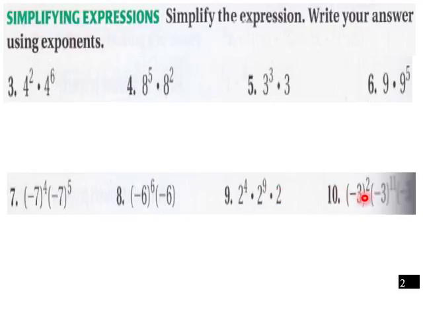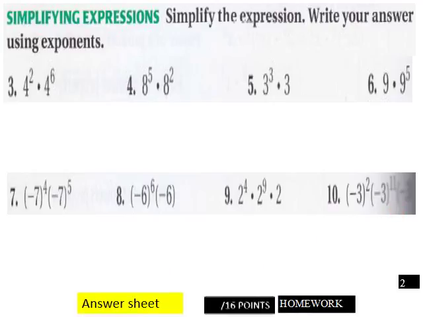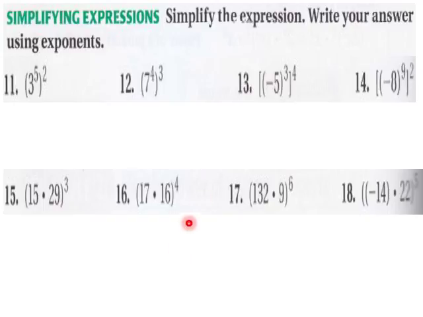This one here is negative 3 squared times negative 3 to the 11th times negative 3. There's no power here, so it's just negative 3 to the 1st power. And then here again, simplify. This is negative 14 times 22 to the 5th power. This whole quantity here will be to the 5th power. Hint, hint, use your order of operations to solve that.